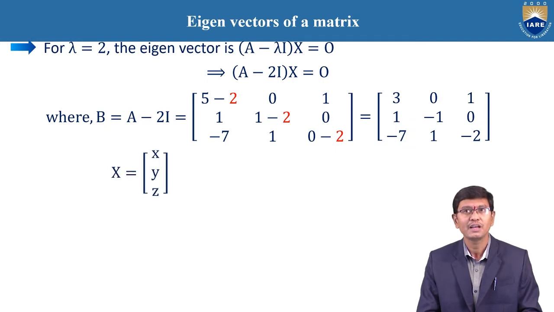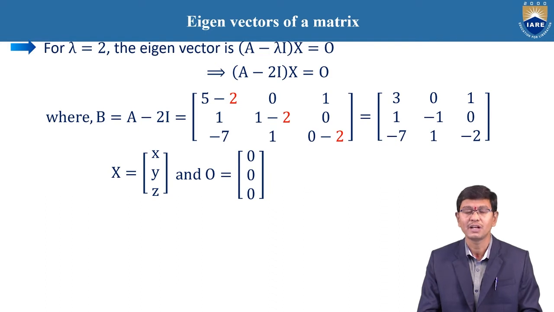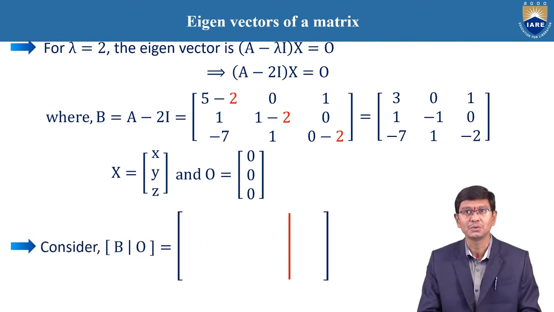Therefore, with the help of A minus 2I, the matrix is reduced by subtraction to [3, 0, 1; 1, -1, 0; -7, 1, -2]. And taking X as a non-zero vector, that is (x, y, z), and the right side is also a zero column, that is (0, 0, 0).